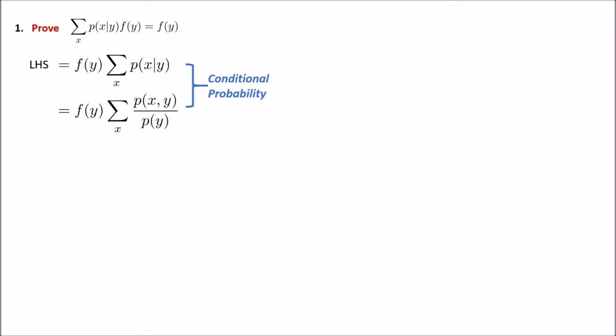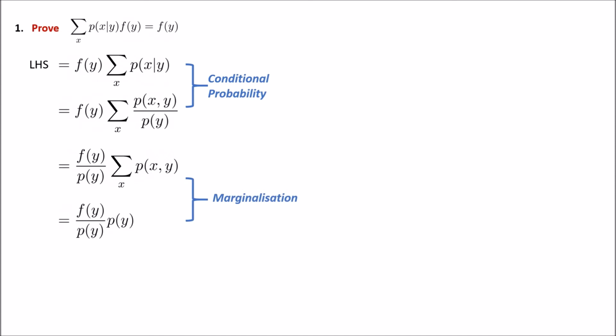Now that we have it in this form, we can once again remove the terms which do not contain x, which is probability of y. And now inside the summation we only have one term, probability of x and y. But studying this term in detail, we can quickly notice that we can exploit the rule of marginalisation, because by definition, summing over all possible values of x for probability of x and y will give you probability of y. Now we can just cancel out the terms probability of y from the numerator and denominator, and we do end up with our right-hand side.